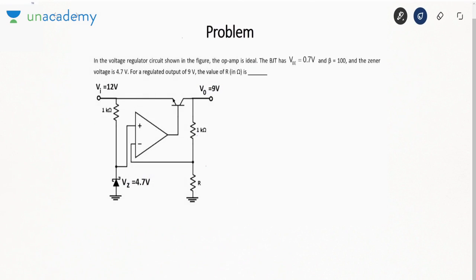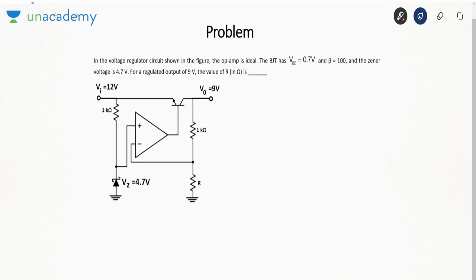Next problem. In the voltage regulator circuit, again this question is based on voltage regulator. No need to be afraid. The solution will be very simple. The OPAMP is ideal. BJT has VBE equal to 0.7, beta equal to 100, Zener voltage 4.7. The regulated output is 9. We need to find the value of R.